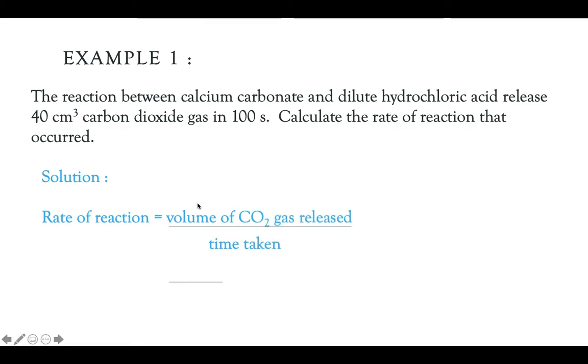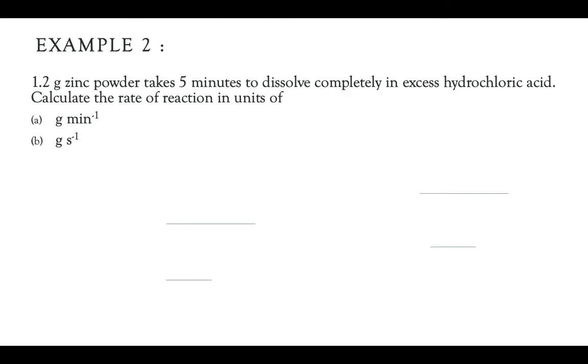Yes, it is the volume of carbon dioxide gas release. Ingat quantity of the reactant change ataupun quantity of the product. So sama ada lah. Dalam soalan ni dia dah bagi information for carbon dioxide, so kita guna quantity of the product form. Divide with time taken. Time taken adalah 100, maka 40 divide with 100 dapatlah 0.4. Unit mesti betul, cm3 per second. Okay, dapat. Okay, next one.